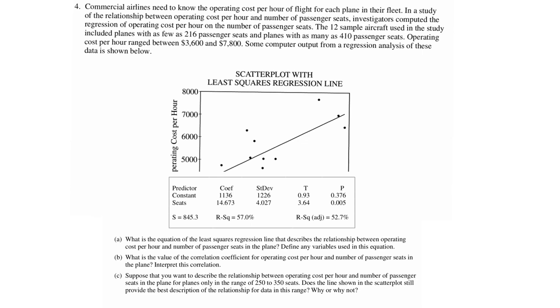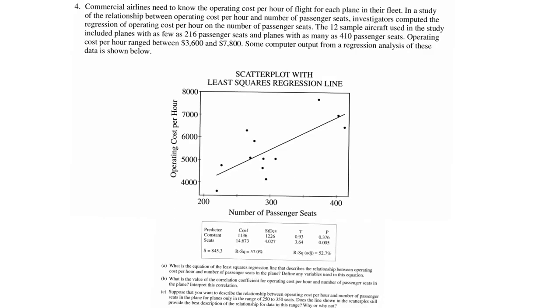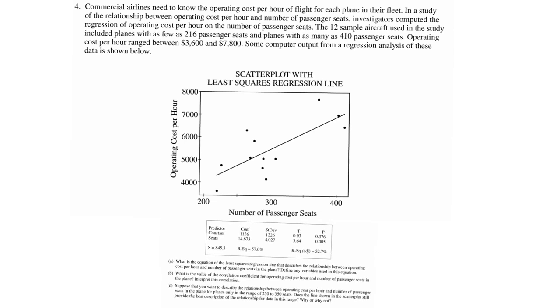Commercial airlines need to know the operating cost per hour of flights for each plane in their fleet. So basically what they did was they ran a regression analysis of the number of passenger seats versus the operating cost. They had some values as low as 216, which is down here, and some values as high as 410, which would be this one right here. Operating cost per hour ranged from 3,600, which is right in here, up to 7,800.